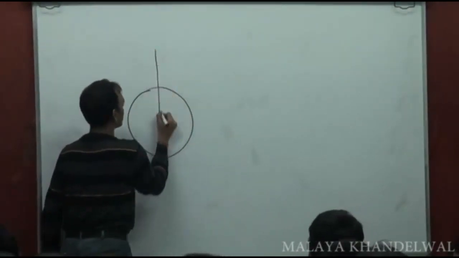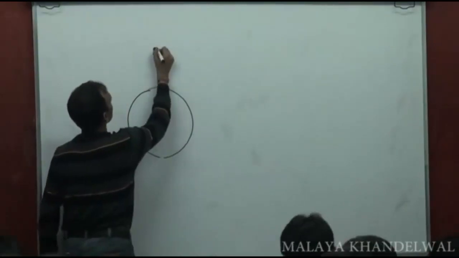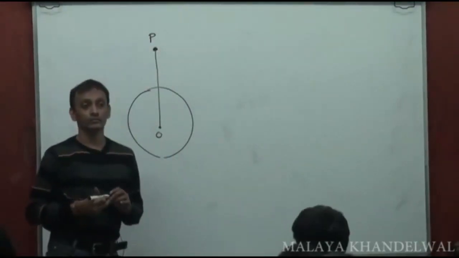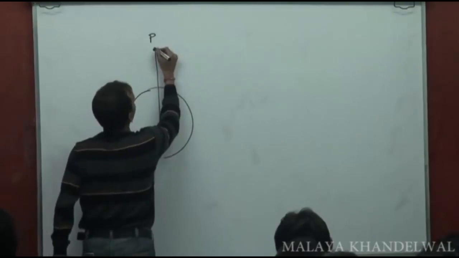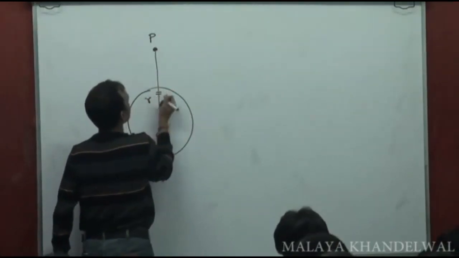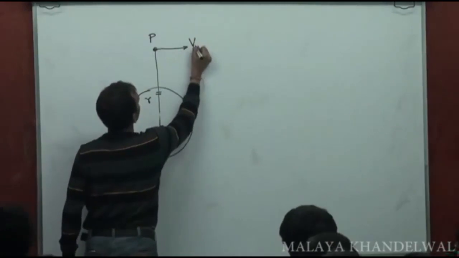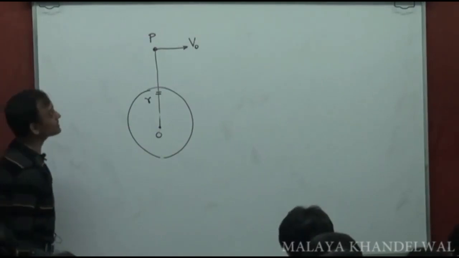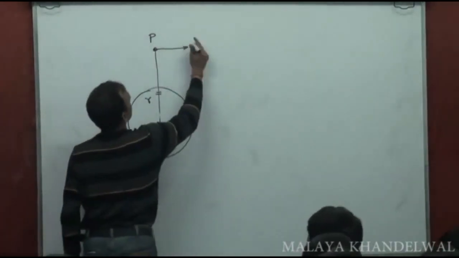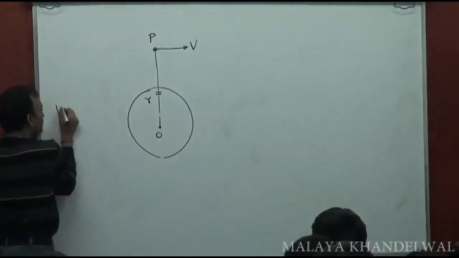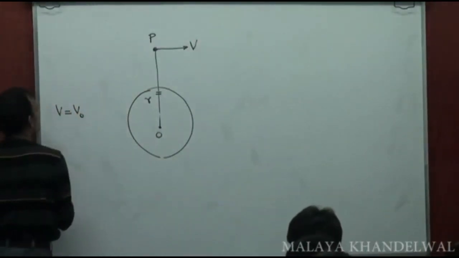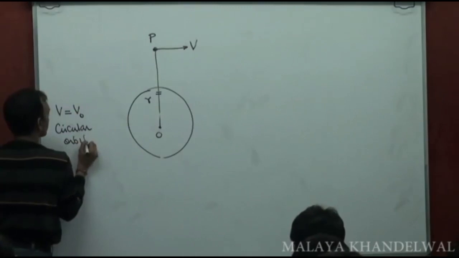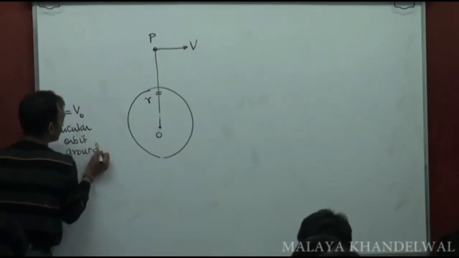This is the Earth, center of the Earth, and let's say there is a particle at P. At P, let's say P is at a distance small r, you could give the particle an orbital speed. If you give it a velocity v, and if v is v naught, the orbital speed, the particle will have a circular orbit around the Earth.